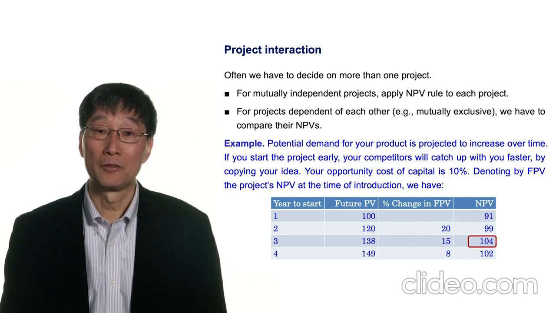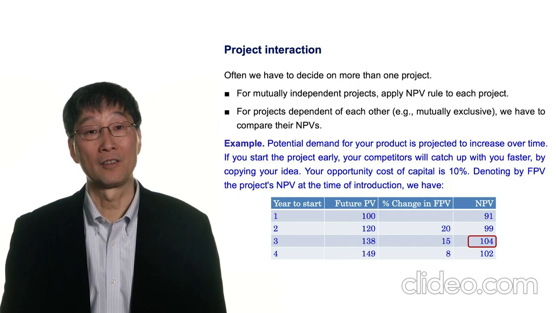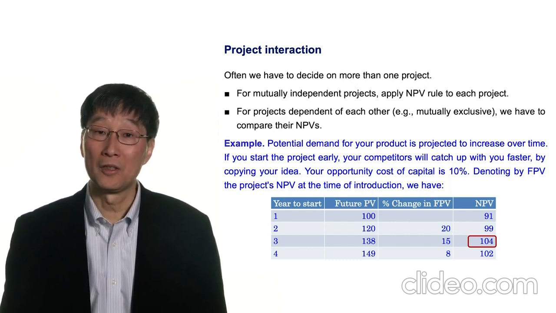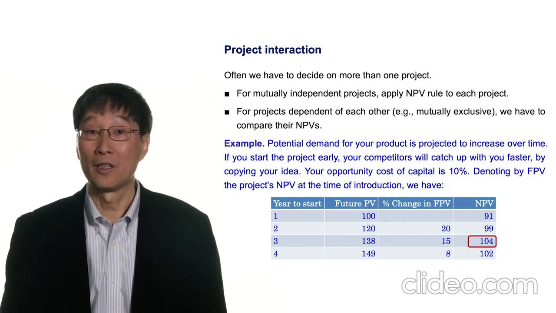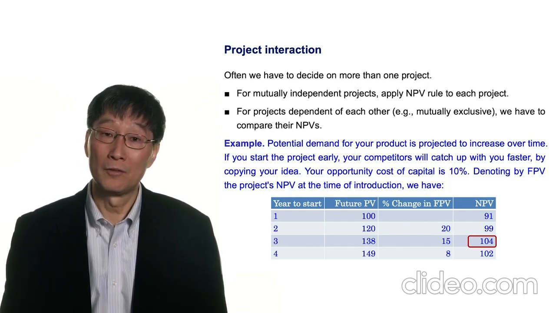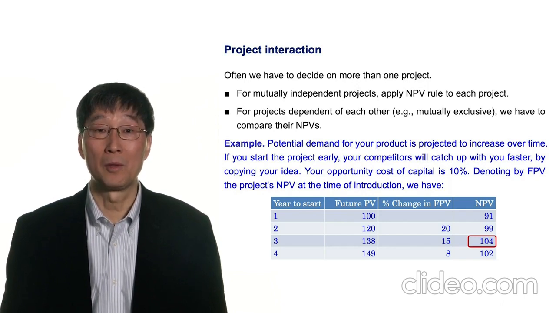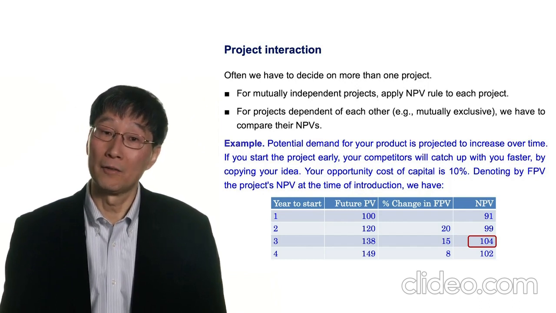Other than being mutually exclusive, projects can be dependent in other ways, such as sequential. That is, project B is contingent on project A. For example, selling advertisement through a social network is contingent on building the network first. Such a dependence is what we called strategic options earlier. We will return to this topic later in part 2, after developing a better understanding on options and effective tools to value them.